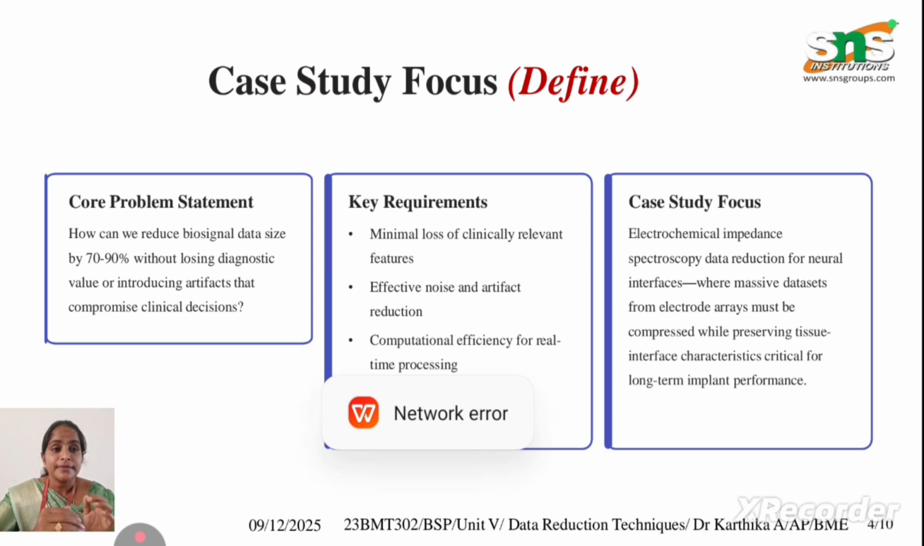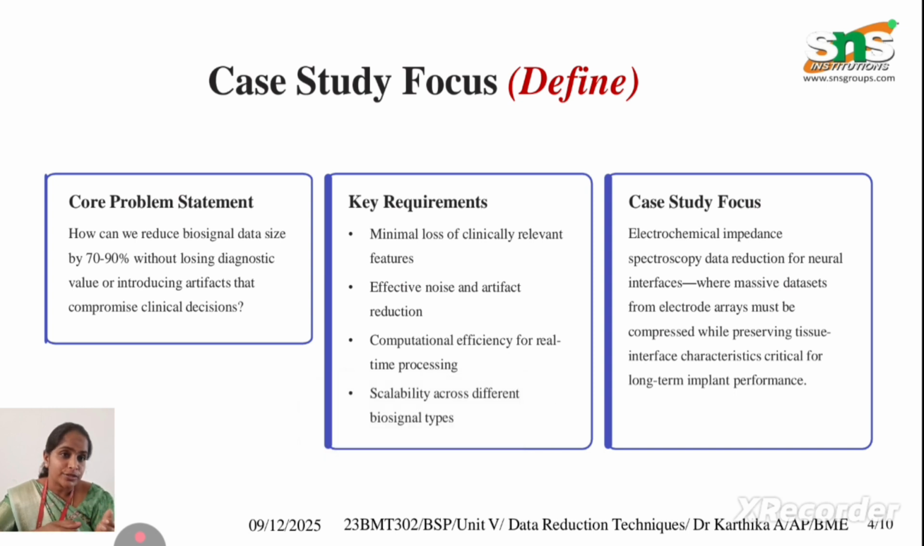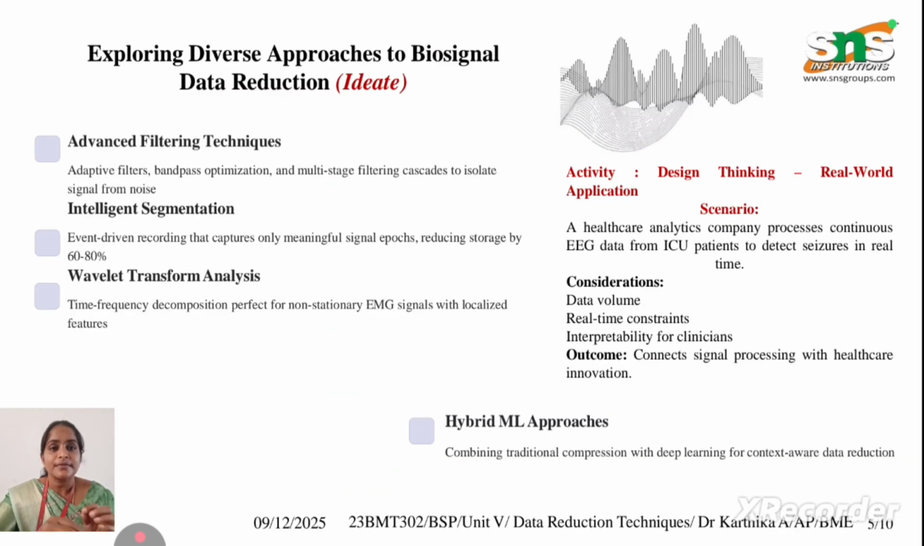Here, our case study mainly focuses on electrochemical impedance spectroscopy data reduction for neural interfaces, where massive data sets from electrode arrays must be compressed while preserving tissue interface characteristics critical for long-term implant performance. So we need proper data reduction techniques for efficient data handling. See, here we have diversified approaches.